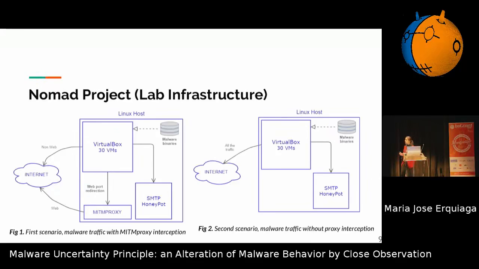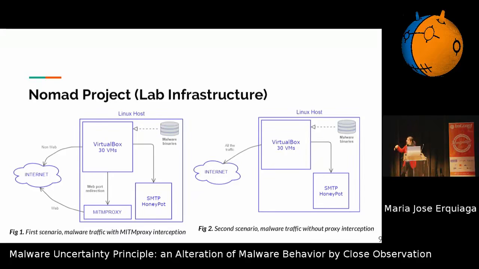And this is our infrastructure. This is the lab infrastructure we used for this project. We have a Linux host with 30 virtual machines, and we were using VirtualBox to virtualize them. In the first scenario, there is a web port redirection, and we are using the proxy, and then the traffic goes directly to the internet.